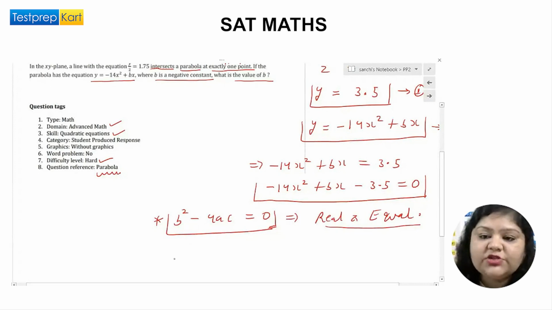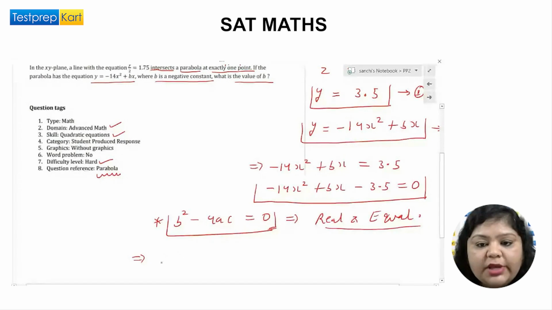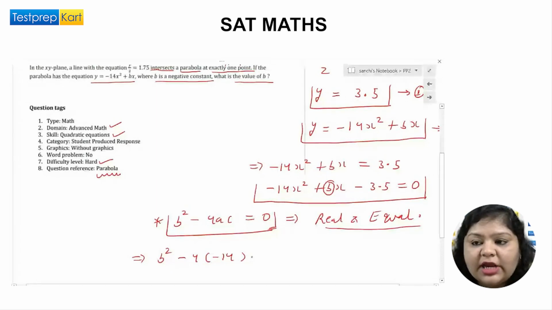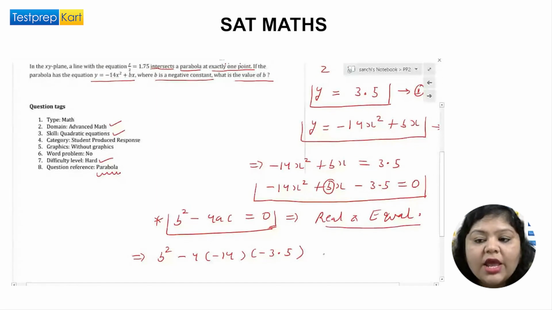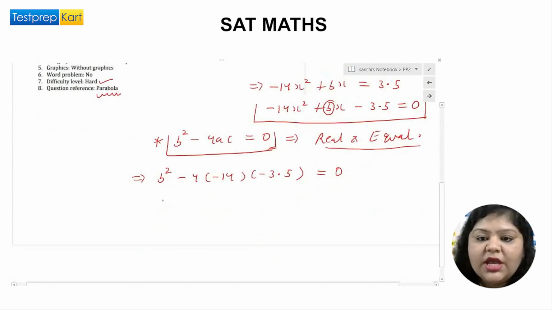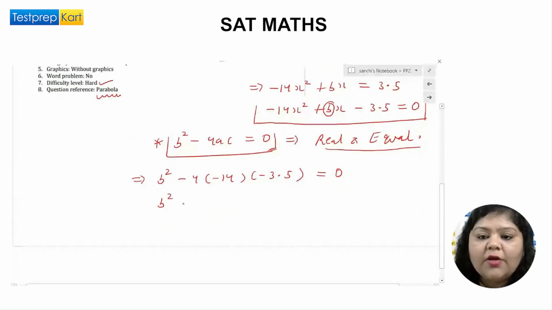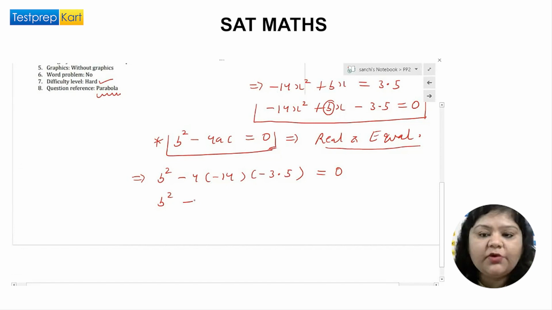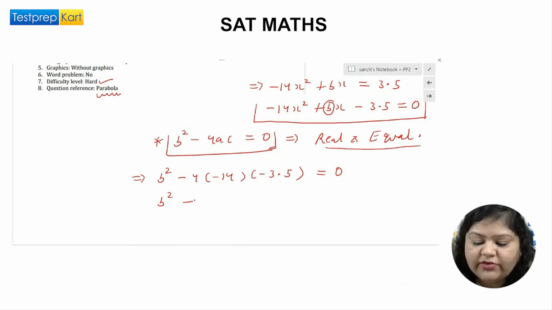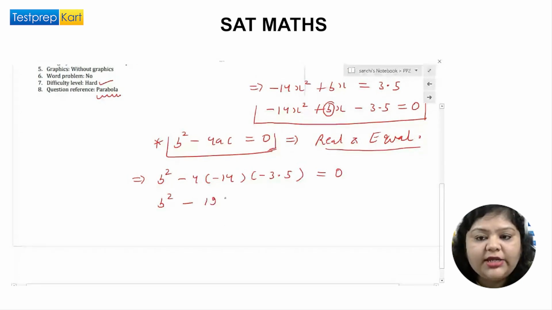Okay, so let's do that. See, my b square minus 4ac, so b square would be b square again, because this is b only. Minus 4a, a is minus 14. What is c? That is minus 3.5. And that should be equal to 0. That is the only possibility for this question. Now let's simplify this. So I'll have b square, then minus, just simplify this with the help of your calculator. See, 14 into 4 into 3.5 would be 196. So it would be b square minus 196 equals 0.